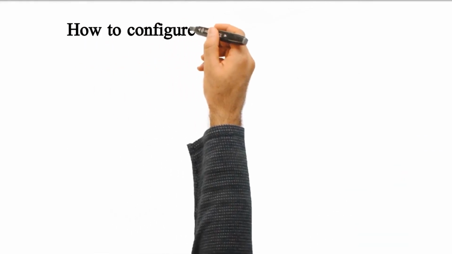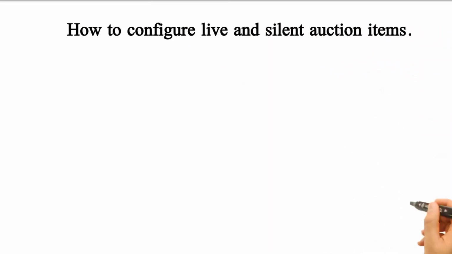That brings us to the end of this video. We have learned how to configure items designated as live auction items, and we have explored how to configure items for auction that are designated as a silent auction item.